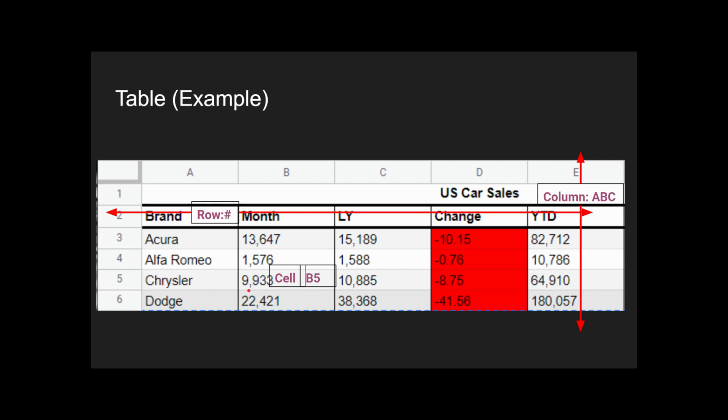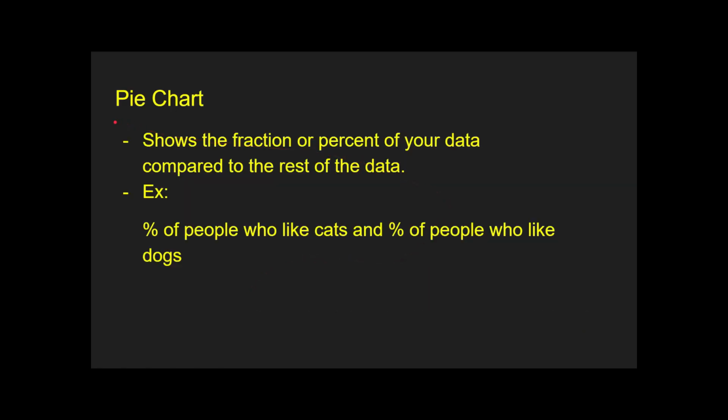Now let's go ahead and move forward here. And we're going to take a look at charts now. So the first one we're going to look at is a pie chart. And a pie chart is a chart that shows the fraction or the percentage of your data compared to the rest of the data. So for example, if we did a survey and we asked a lot of people if they like cats or dogs better, we could put that into a pie chart and show what percent of people like cats and what percent of people like dogs.